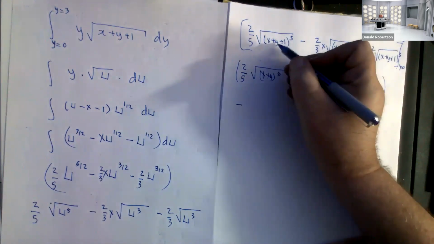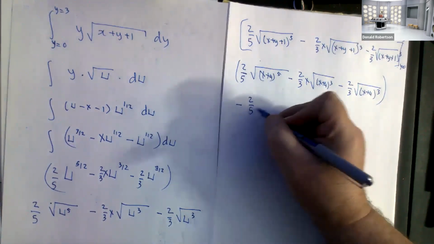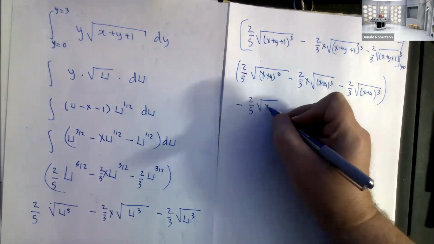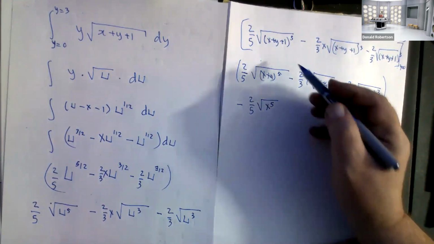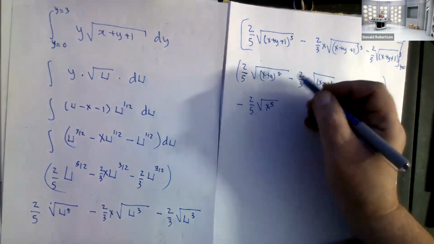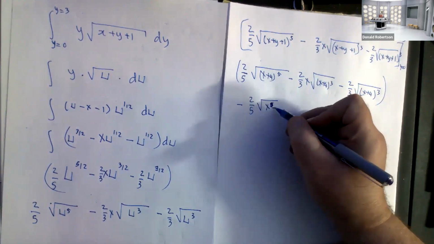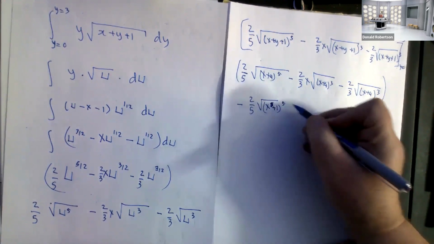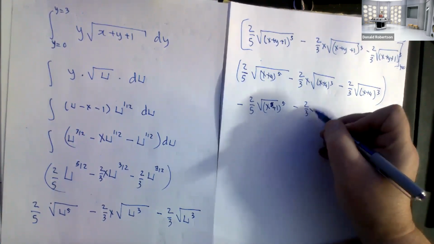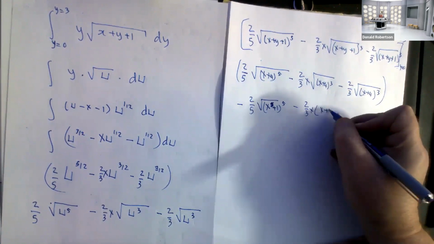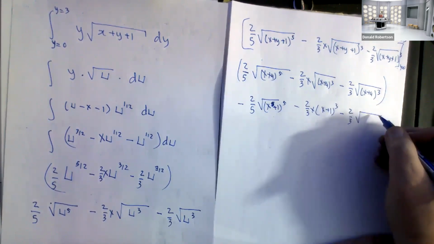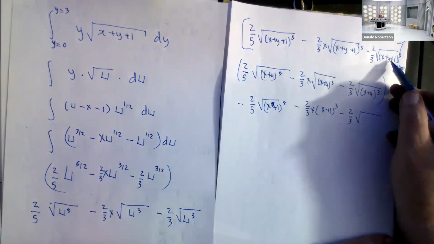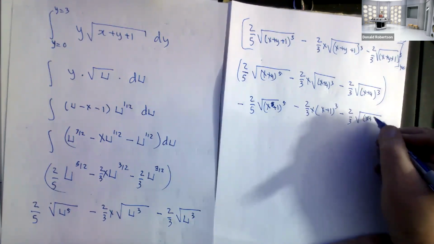Minus, if you plug in 0 here, you get 2/5 the square root of x plus 1 to the 5. Take away 2/3 x, x plus 1 cubed. Take away 2/3 the square root of x plus 1 cubed.